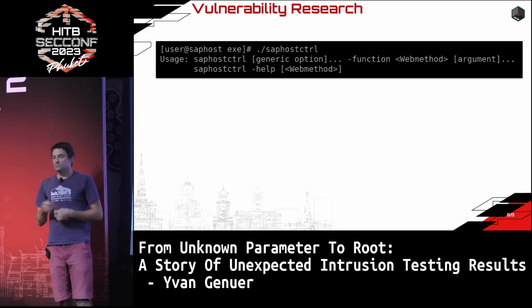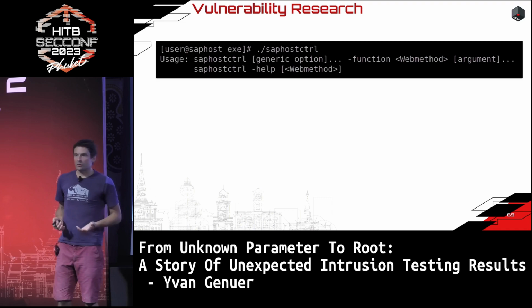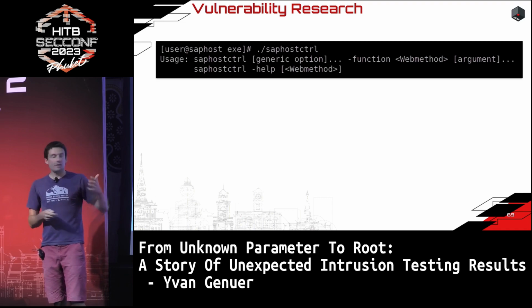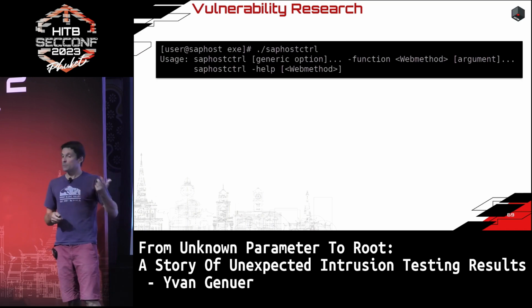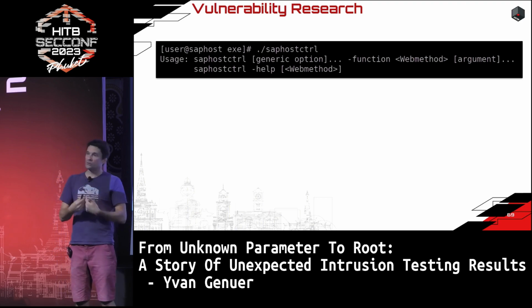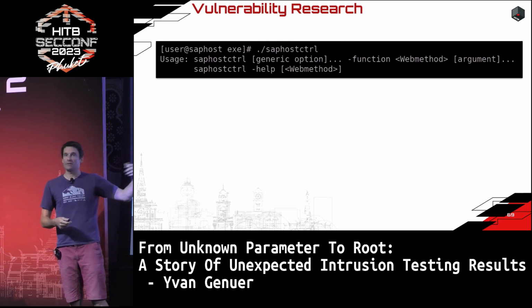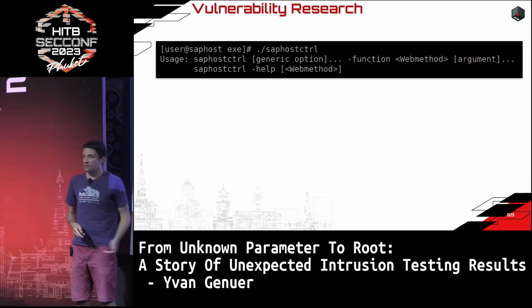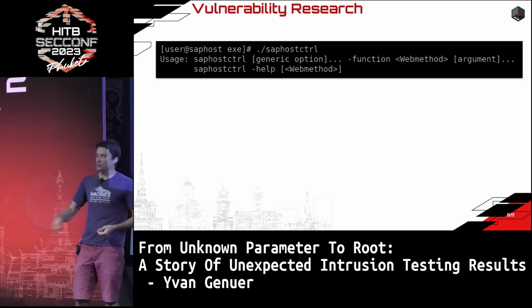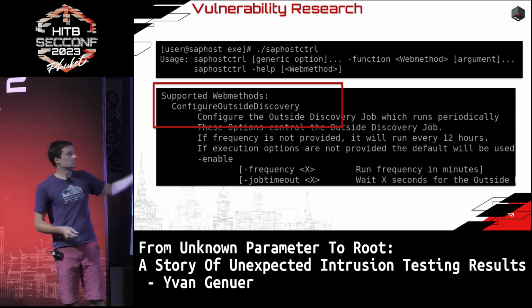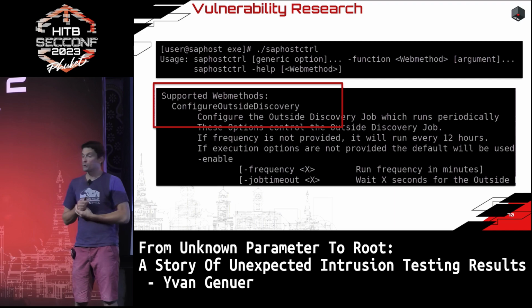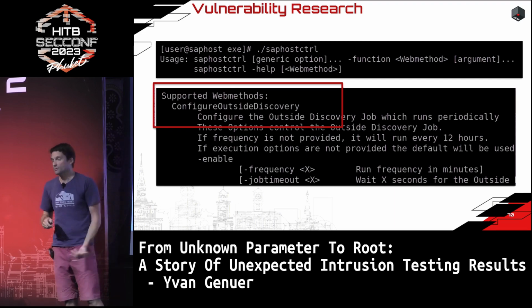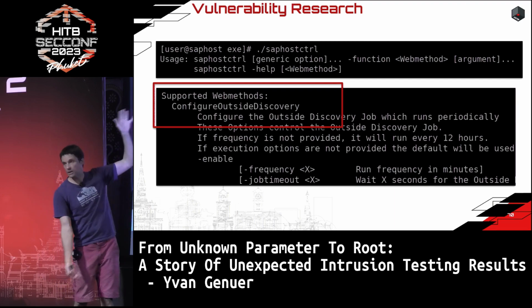Locally, as an administrator, you can log in to the system, and inside the SAP kernel, there is one binary named the SAP host control. With the SAP host control, you can call the functions provided by the SAP host control namespace. You need to provide the name of the function and the arguments, etc. When you type for the help, you have the configure outside discovery, and you have all the information you want. The help is very, very huge.